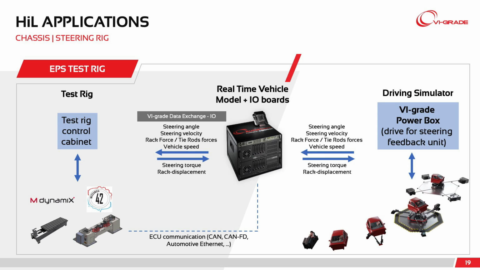The test rig and the driving simulator exchange signals through the steering system here. So the actual steering wheel will send the steering angle, the steering velocity, the rack force for aerodynamics, or the tie rod forces for the mechanical fortitude, and the vehicle speed. And we receive back from the test rig, where of course we emulate the road conditions and apply the exact force coming to the wheel, and from the wheel to the suspension and also to the steering, the steering torque and the rack displacement. All of this is in a real-time closed loop with the lowest latencies possible.